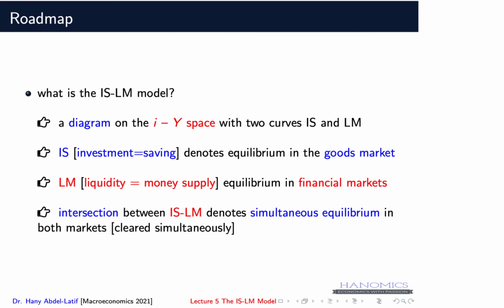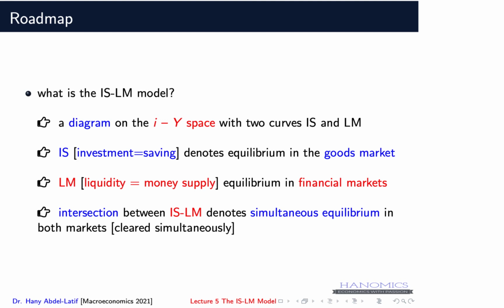On the other side, LM comes from liquidity preference, which means demand for money equals money supply. So M here stands for money supply, and L is liquidity preference or demand for money. Okay, so every point on the LM curve is an equilibrium point in financial markets. So obviously now the interaction between both, the intersection point between both, will give us the simultaneous equilibrium in both markets together.